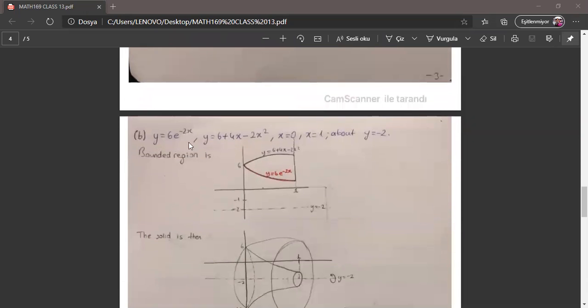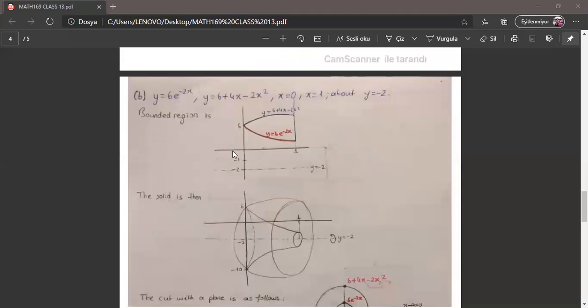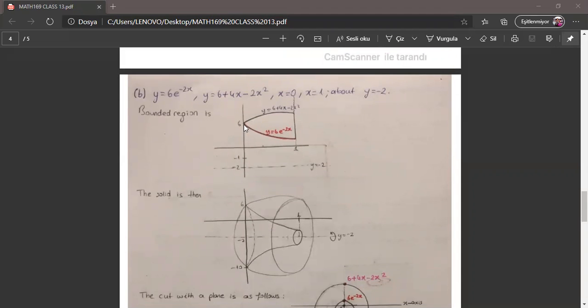Now we're given these ones. What's the bounded region? I'm guessing these polynomials are not that hard to sketch. Yes, it's not that hard. You don't have to sketch the graph of them exactly. You can approximate, right? So don't worry about it.